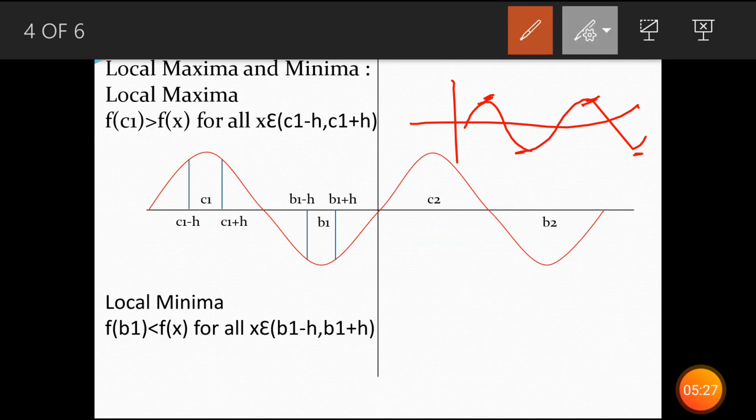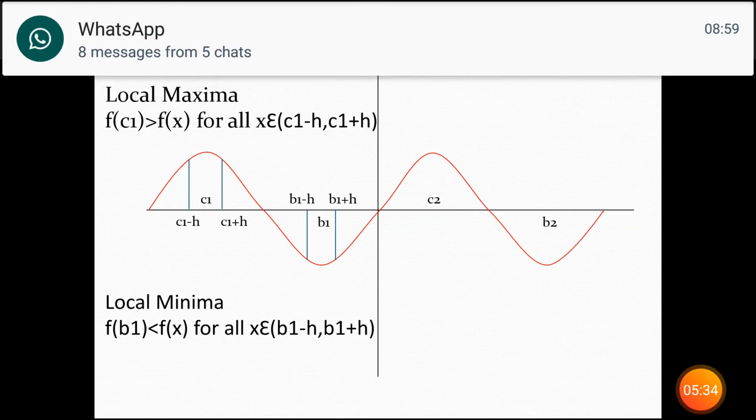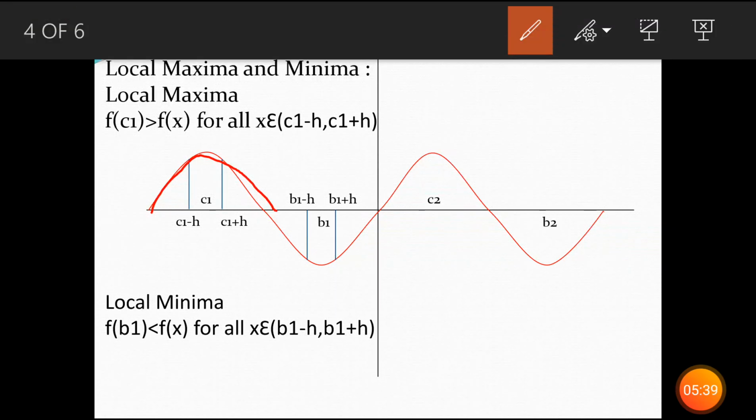So what is the meaning of local maxima and local minima? If we talk about local maxima and local minima, then what is the meaning of that? Suppose we consider this graph. You can see in this graph that we have taken h. h is our positive quantity and it is very small, but it is positive. And c1 is our extreme value. Extreme value means the function attains the maximum value for that. So c1 is that point at which the function attains the maximum value.